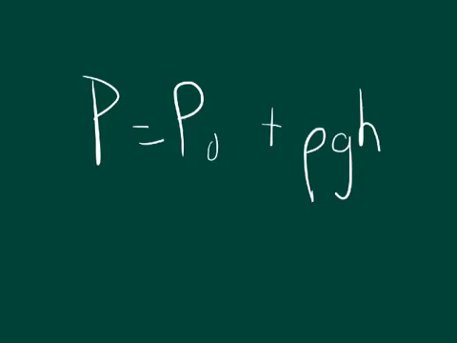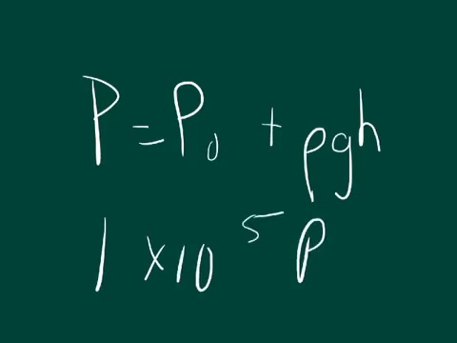What number is P0? 1 times 10 to the 5th pascals. That is called 1 atmosphere, meaning it's the atmospheric pressure on Earth. This is given, guys. That's given at the bottom.